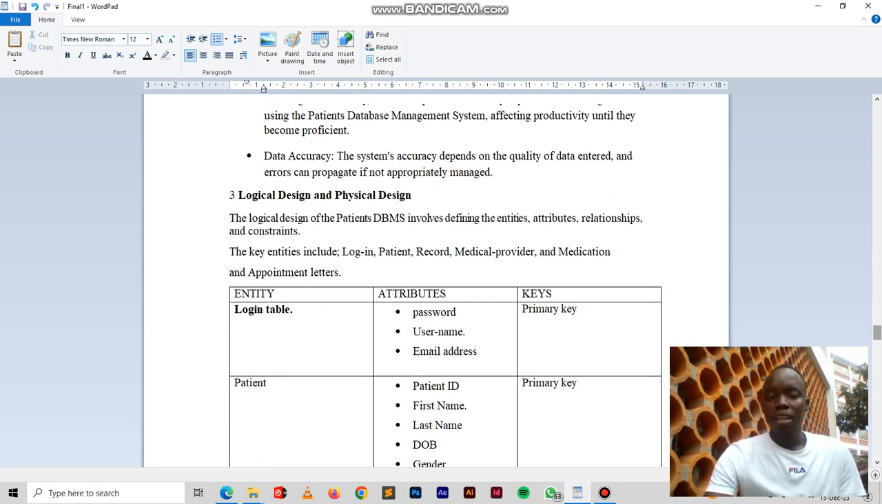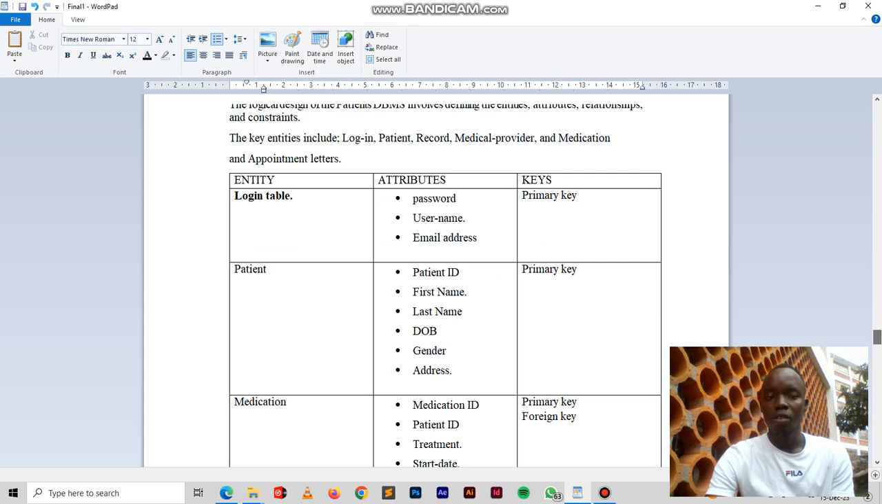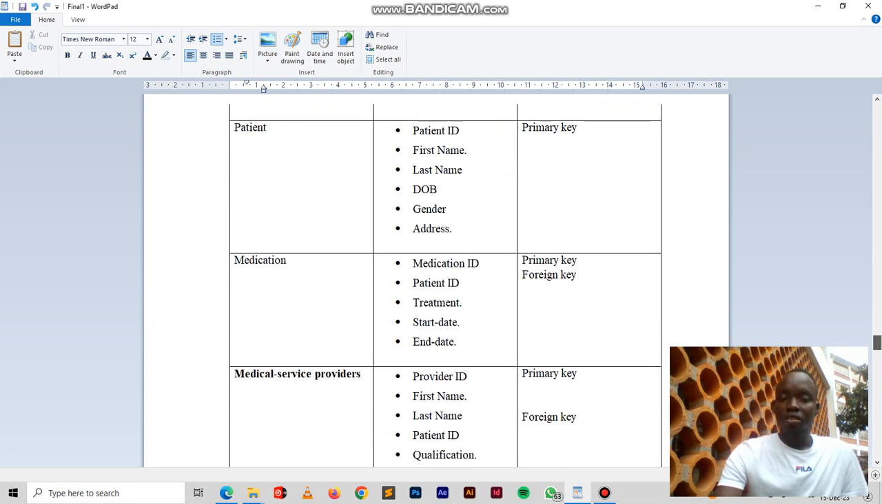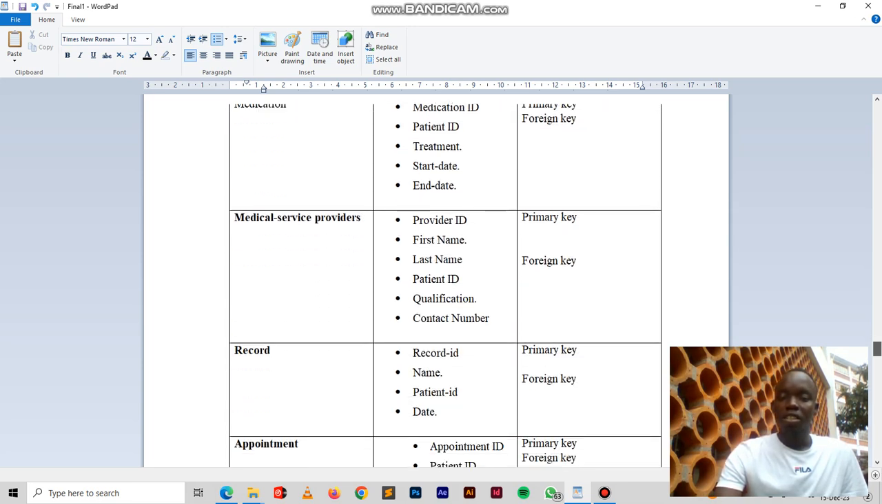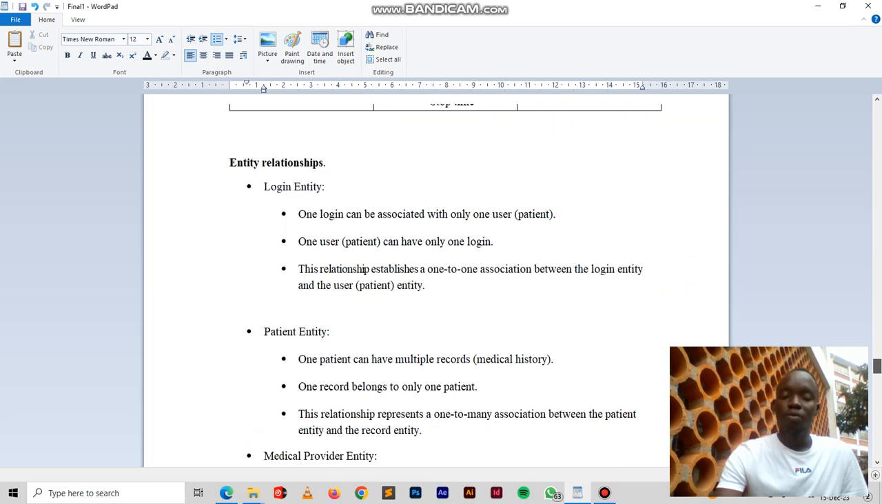And here I have my entity diagram table, where I have entities, attributes, and keys. For example, the first entity is the login table, where I have password, username, and email address as my attributes, and the key is the primary key. For patient, I have patient ID, first name, last name, date of birth, and gender, and the primary key is patient ID. I have medication there with its attributes, medical providers with their attributes and keys, and appointment.